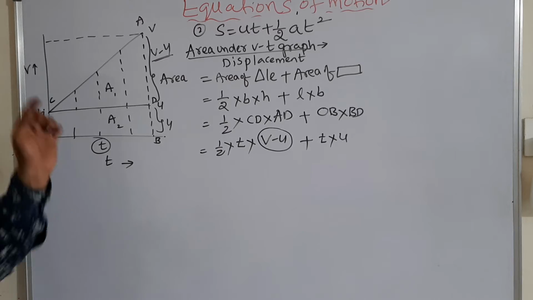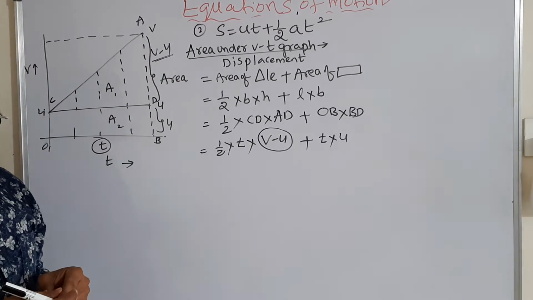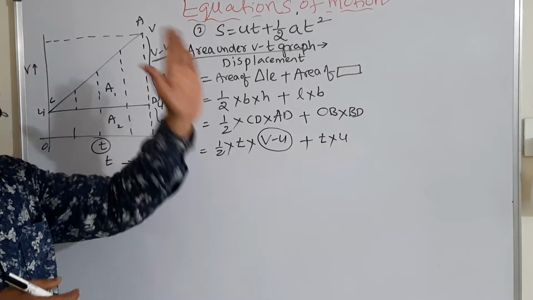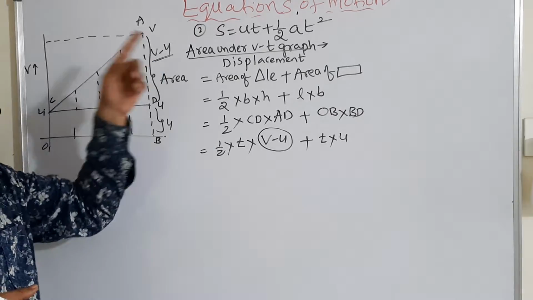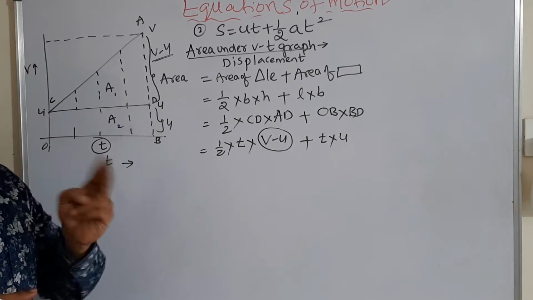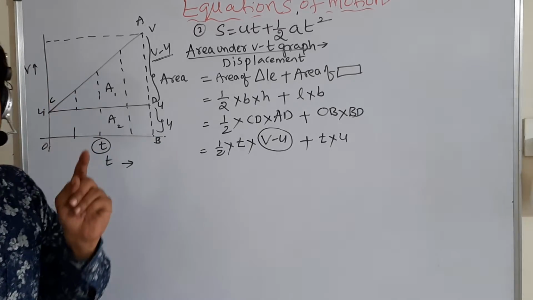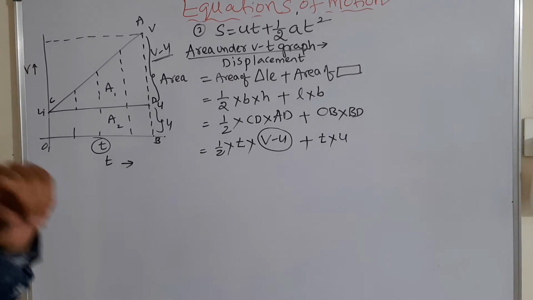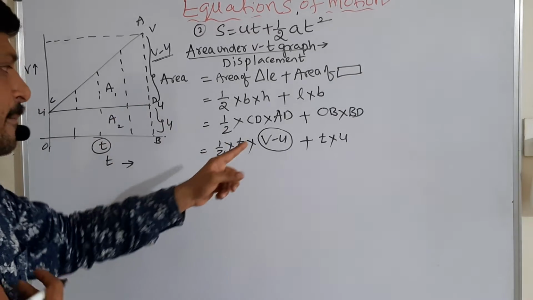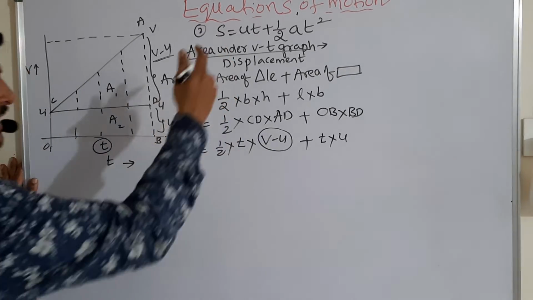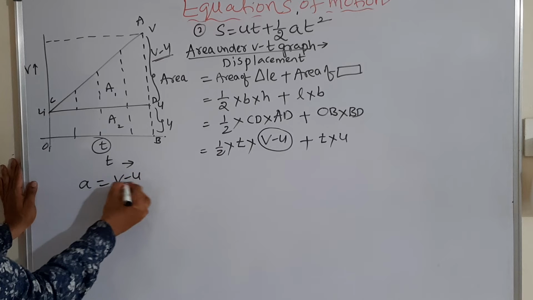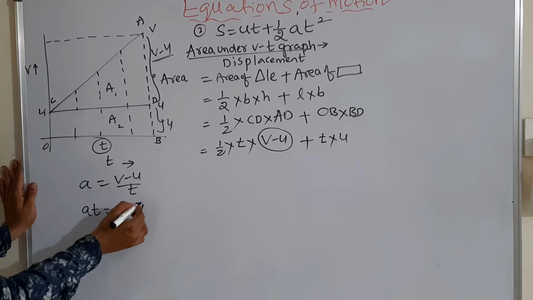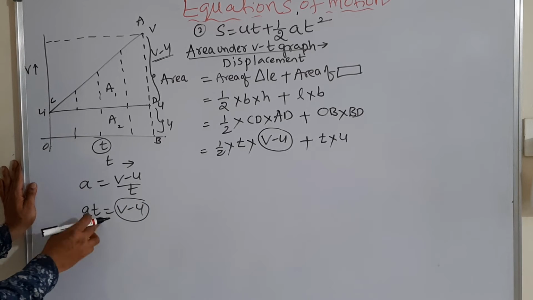So remember, in each equation we need acceleration. Why? Because once the acceleration is known throughout the motion, we can use it, because in the equations of motion we already fixed two conditions. One of the conditions is that acceleration is constant throughout the motion. So find acceleration here, then it is easy for solving the problems. There is a relation between V minus U and acceleration. Acceleration is equal to V minus U by T. If T comes to this side, AT is equal to V minus U. So in the place of V minus U, we can write acceleration into T.